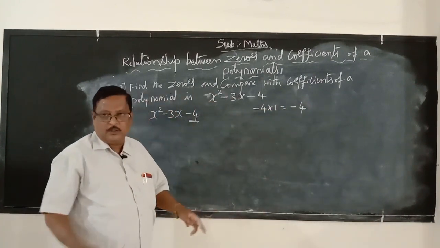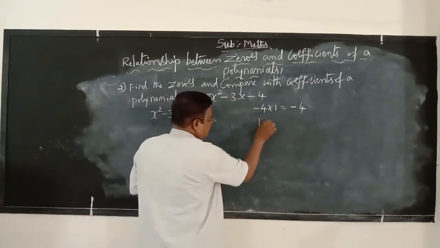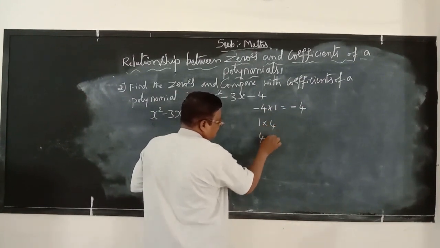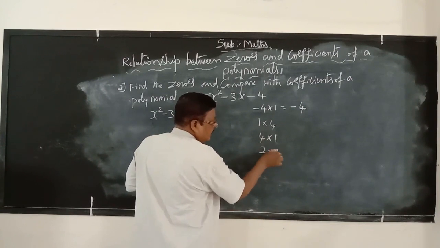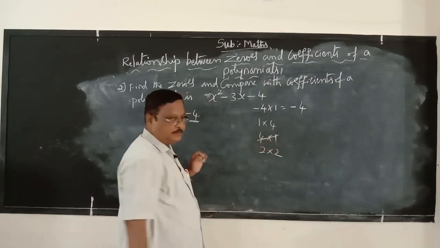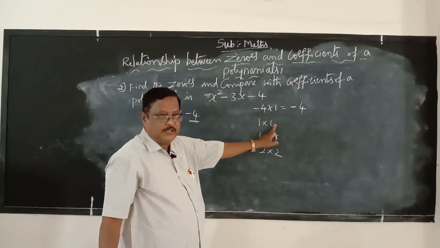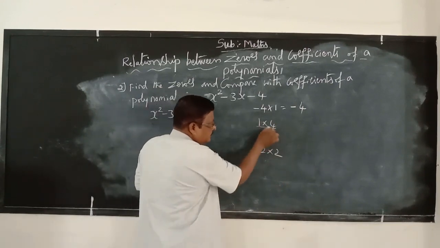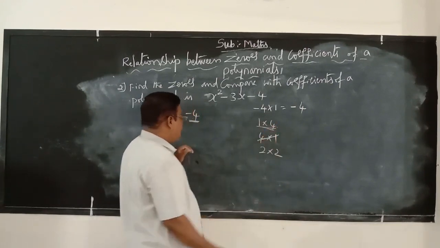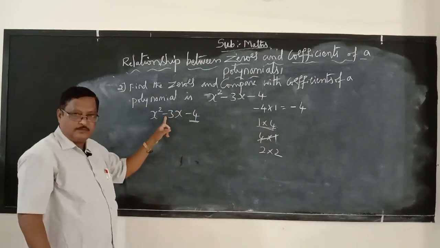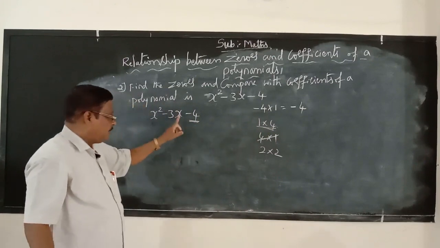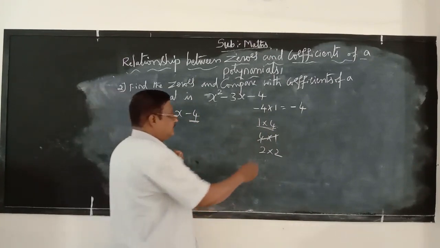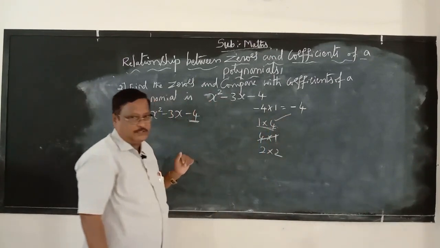For this 4 you find the table: 1 into 4, 4 into 1 and 2 into 2. Here both are same, you leave this one. Here this one is 1 into 4, you add these two numbers, 4 plus 1 is 5. Here coefficient of x is not 5. Here 4 minus 1 is nothing but 3. Here the coefficient of x is 3. It means this is the suitable table for this problem.